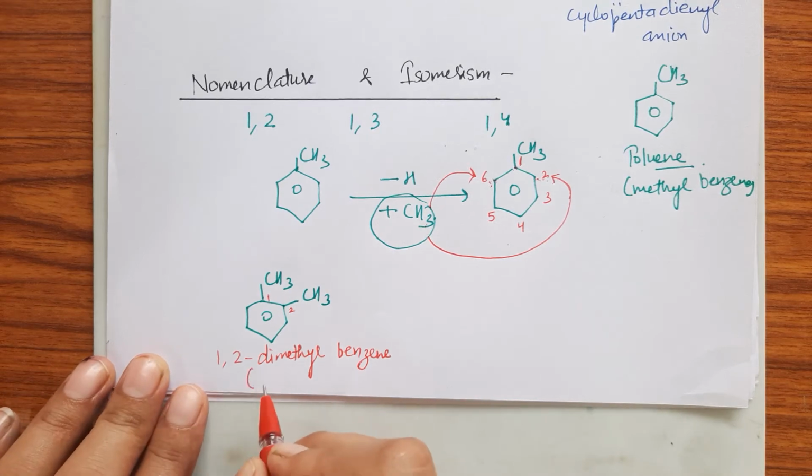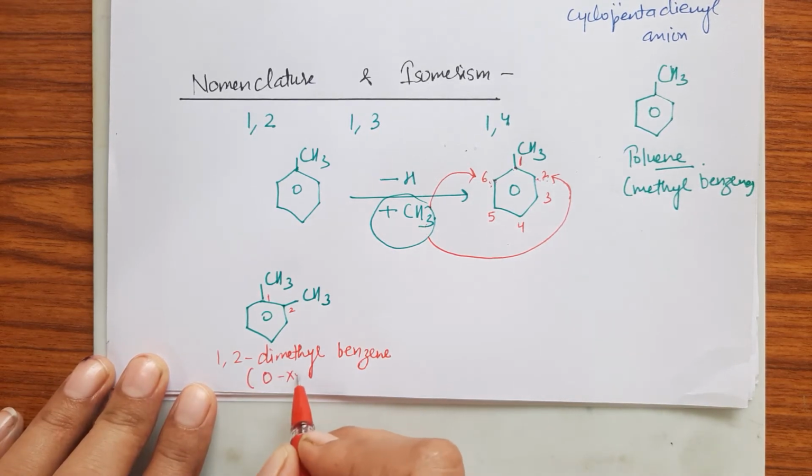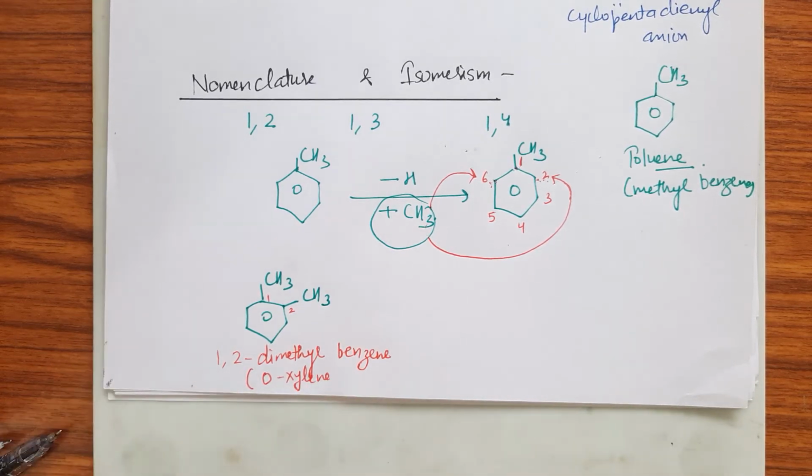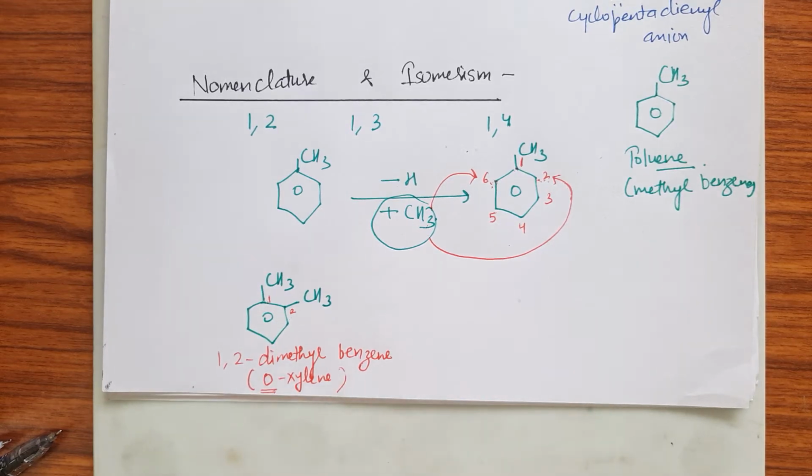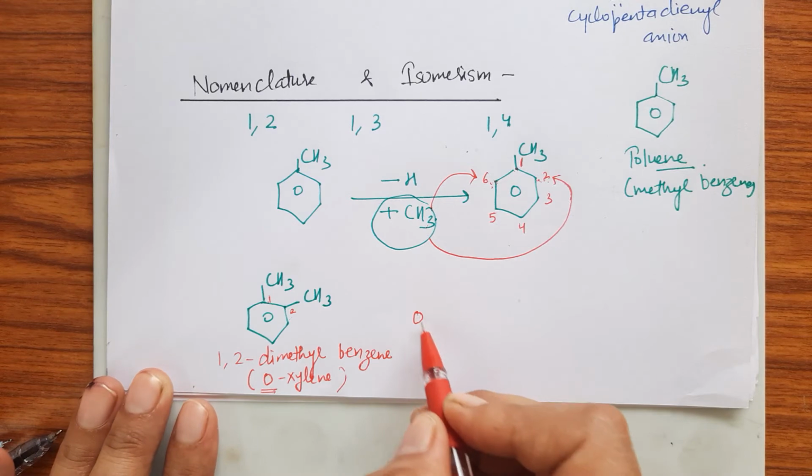But the common name is orthoxylene. When two methyl groups are attached to the benzene ring, then the compound is known as xylene. And when the groups are at the position of 1,2 or 1,6, then the position is known as ortho, which is represented by O. This is the ortho product.